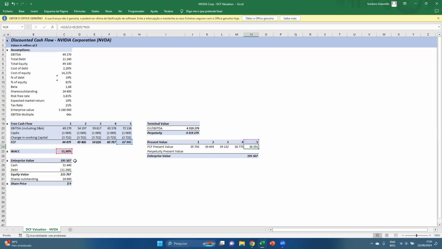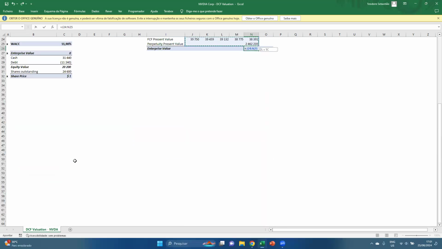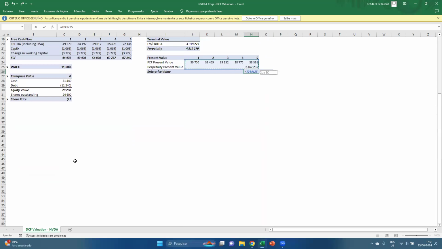And for the terminal value or the perpetual value is the same. You're going to catch this divided by 1 plus the cost of capital. You can use F4 to lock it, and power by the 5, that is the last period. And we are going to sum all of it, as I did. You can use here Control Shift and you can just go down. I think I didn't put the formula.